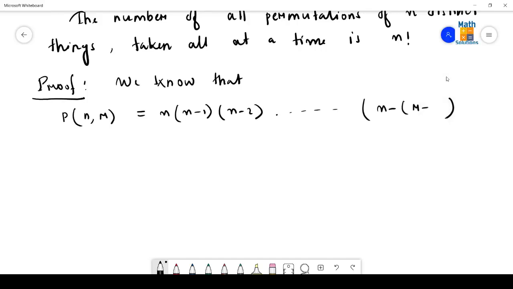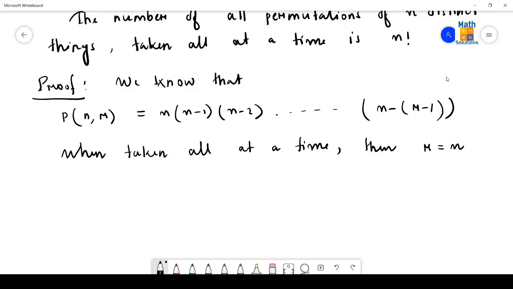It should be r minus 1. When taken all at a time, of course we have to write what? Then r is equal to n. Yes or no?